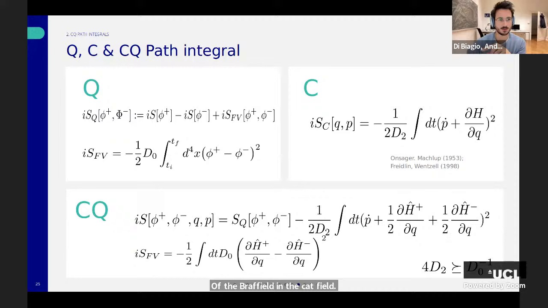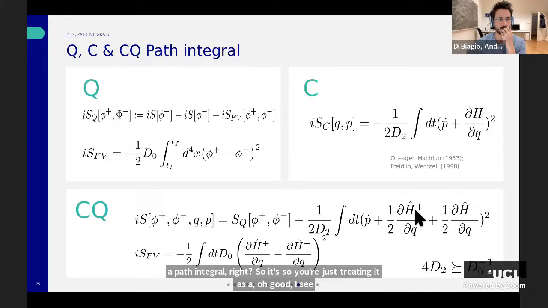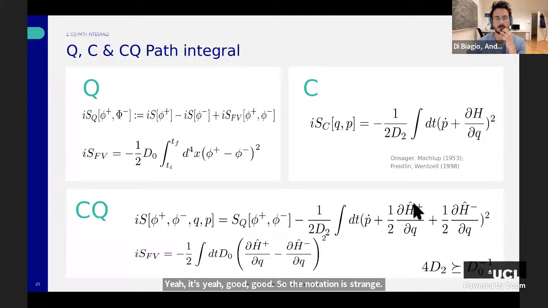Well, this is in a path integral, right? So you're just treating it as a... Oh, good, I see. Yeah. So the notation is strange. The hat is maybe a strange notation. I maybe shouldn't have had it here because we're in the path integral. Maybe it will become clearer with an example. But if you go to the master equation, then it would be the Hamiltonian applied to the bra field, or the Hamiltonian applied to the ket field. And then when we have them in the path integral, they're just the Hamiltonian of the bra field and the Hamiltonian of the ket field.